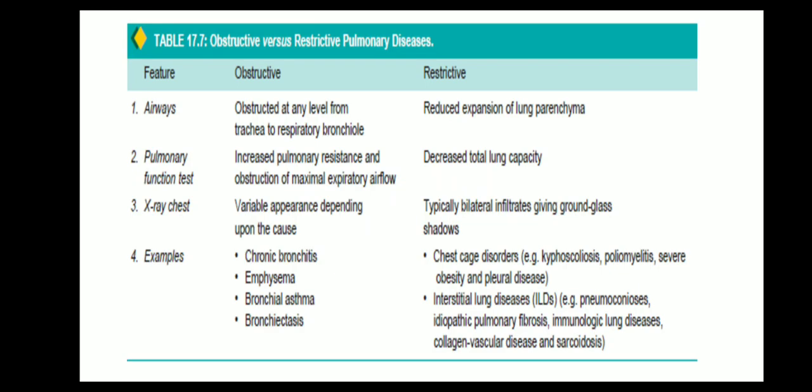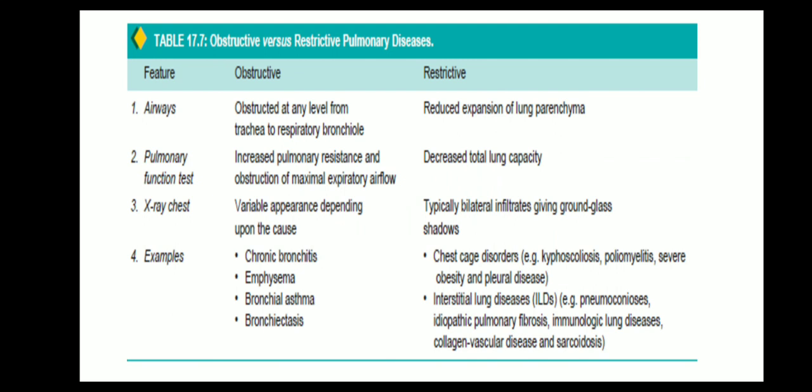In obstructive lung diseases, obstruction can occur at any level from trachea to respiratory bronchiole. Pulmonary function tests show increased pulmonary resistance and obstruction to maximal expiratory airflow. Chest X-ray shows variable degree depending upon the cause. Examples for obstructive lung disease are chronic bronchitis, emphysema, bronchial asthma and bronchiectasis. Restrictive lung diseases are restriction to the expansion of the lung parenchyma, with pulmonary function tests showing decreased total lung capacity. Chest X-ray shows typical bilateral infiltrates giving ground glass shadows.